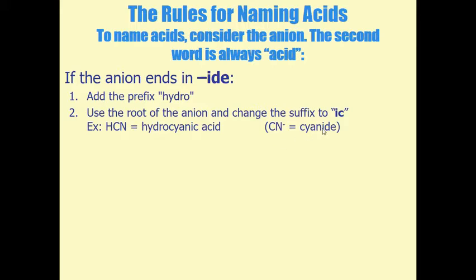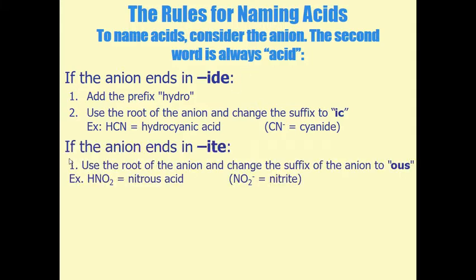Then we're going to remove the IDE from here and replace it with IC. So instead of being cyanide, it's cyanic. And then you add the word acid. So the acid would be named hydrocyanic acid. So this is for anions that end in IDE. You're going to add a hydro at the beginning, and you're going to replace the IDE with IC at the end. Hydrocyanic acid.